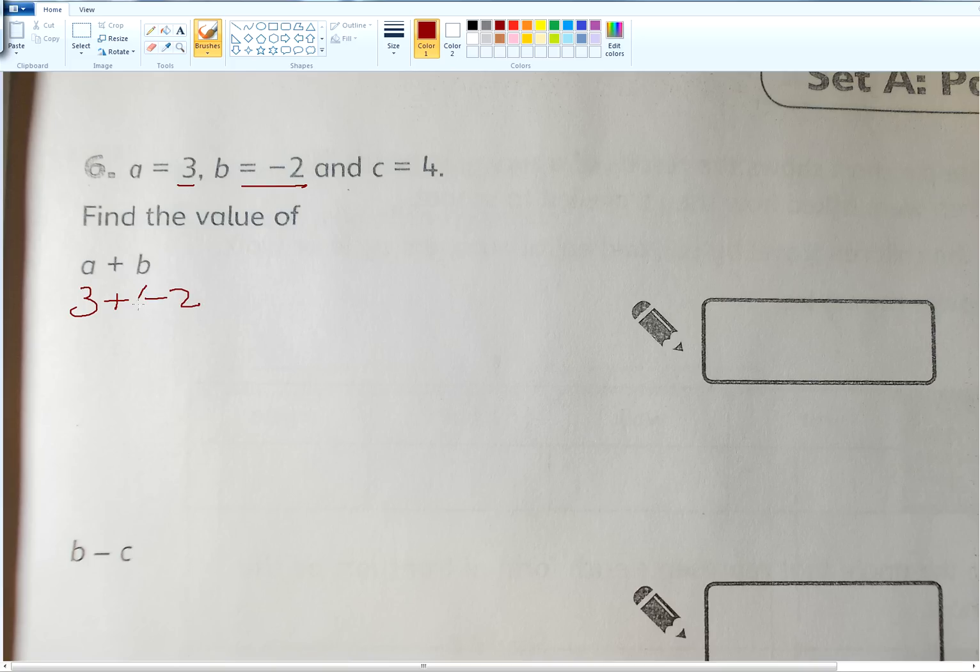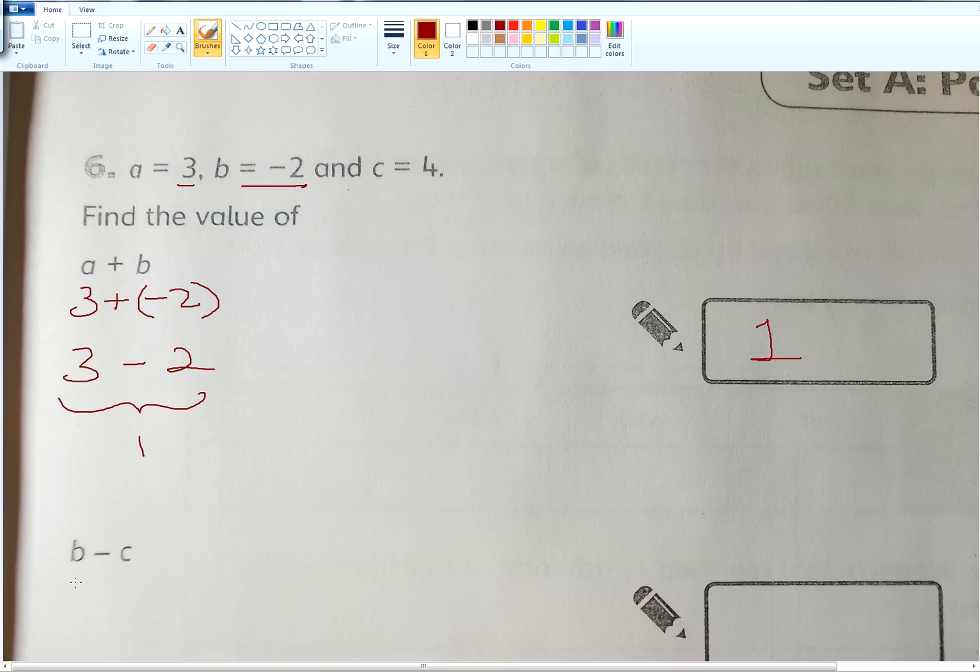Now don't get confused. If you got 3, add minus 2, that can be simplified as 3 minus 2. 1. So that gives you an answer of 1. Okay. When you add the minus number, it is the same as saying minus 2. Okay. Are we happy with that? So you put 1 in here.